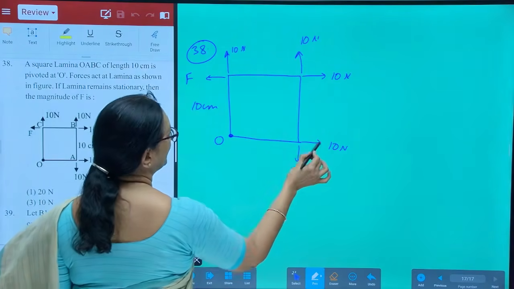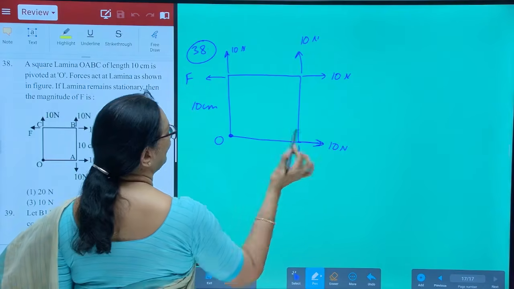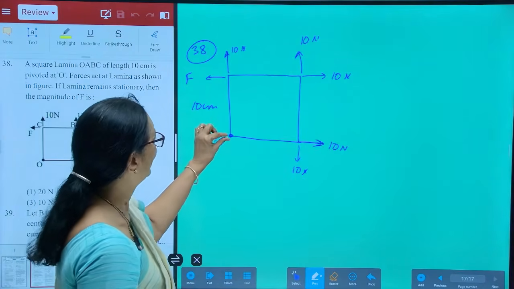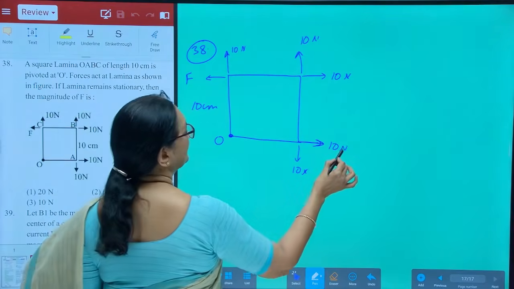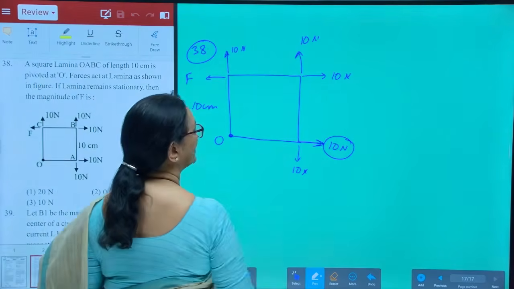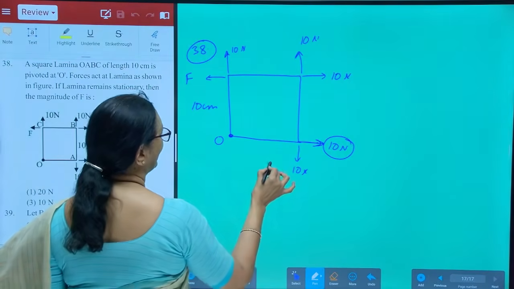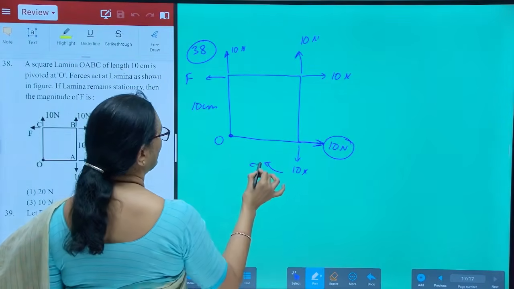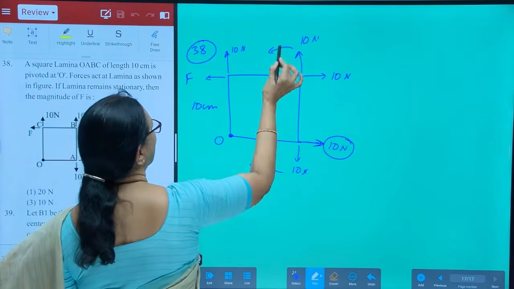The torque produced by this force about this point: the force is applied along the horizontal, so the vertical or perpendicular distance between them is 0. Hence, the torque due to this force becomes equal to 0. And this creates a torque in this direction. Let us call it tau1.